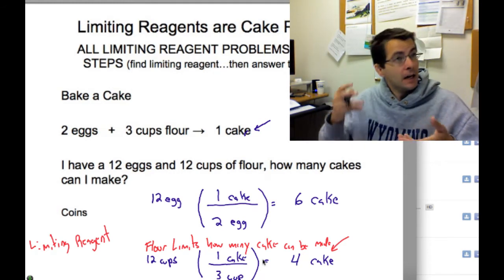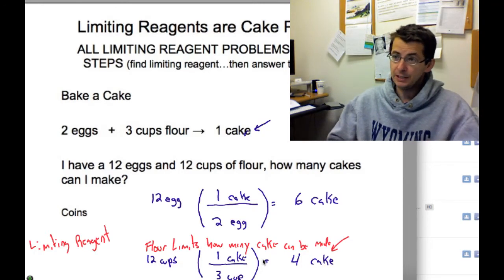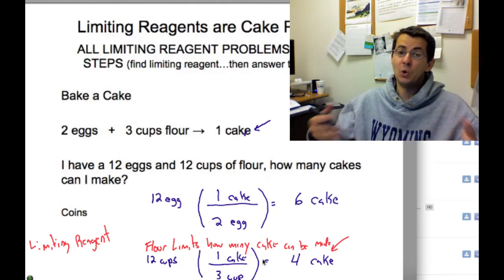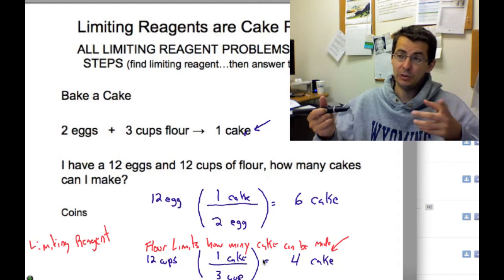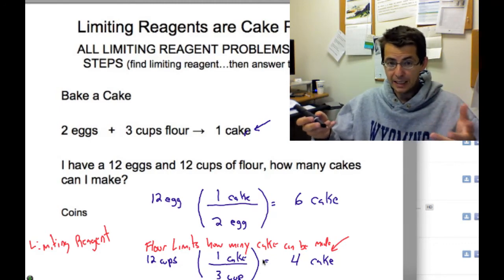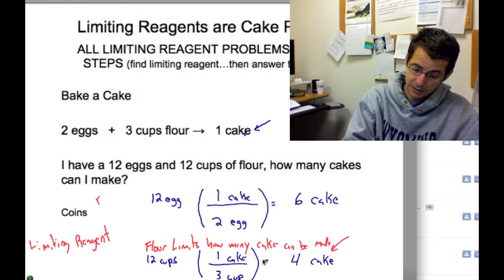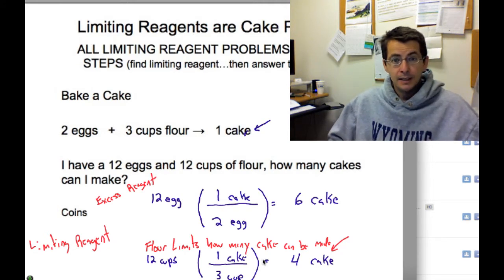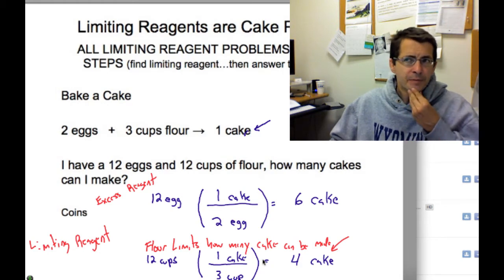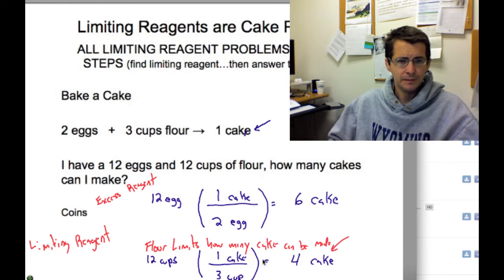If we have a stoichiometric amount of reagents, if we have exactly enough eggs to use up all the flour, there's no limiting reagent. But any other time, one of the reagents will be limiting. It will limit how much product you make. The other reagent, in this case, is the excess reagent. And as the name implies, it is present in excess. The question is, how much excess? How much is left over?